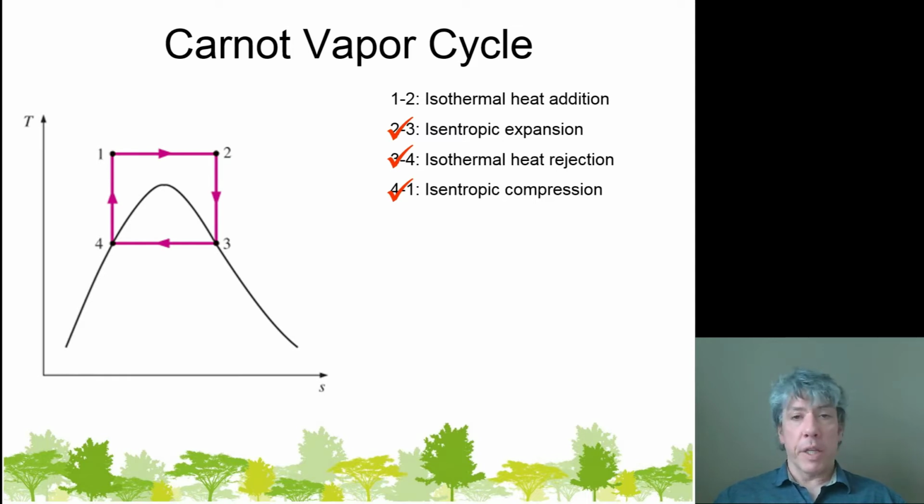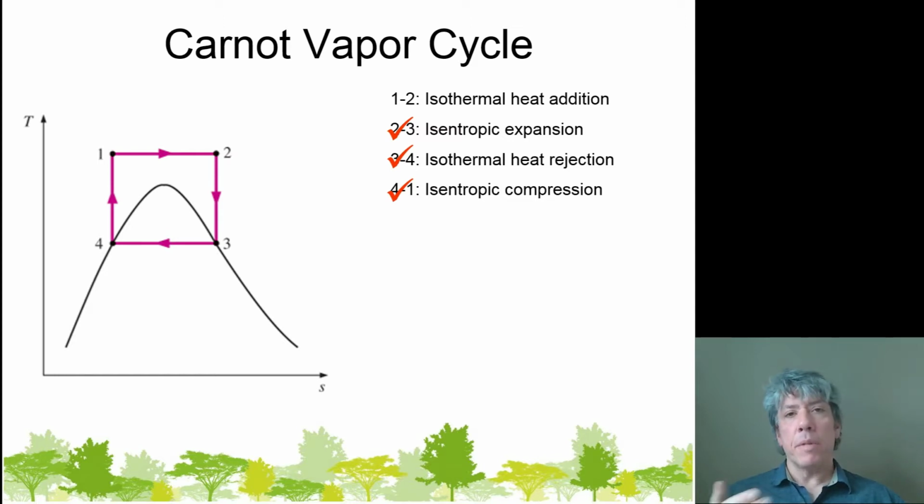3 to 4 looks really good because it's isothermal heat rejection. So if you think about state 3 being on the saturated vapor line and state 4 being on the saturated liquid line, well, at the same temperature, the saturated vapor is going to have more energy in it than the saturated liquid. So the idea that we could reject heat, in other words, decrease the amount of energy going from state 3 to state 4 by giving up heat, so heat rejection, and do that at constant temperature, well, that's actually very easy to accomplish in the vapor dome.